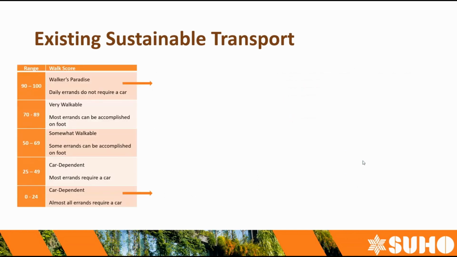Going further, we can see a table on the left hand side which shows the range for the walk score. 90 to 100 is considered walker's paradise: daily errands do not require a car. Similarly, we have 70 to 89, very walkable: most of the things can be accomplished on foot. 50 to 69, somewhat walkable. 25 to 49, mostly car dependent. 0 to 25, fully car dependent.